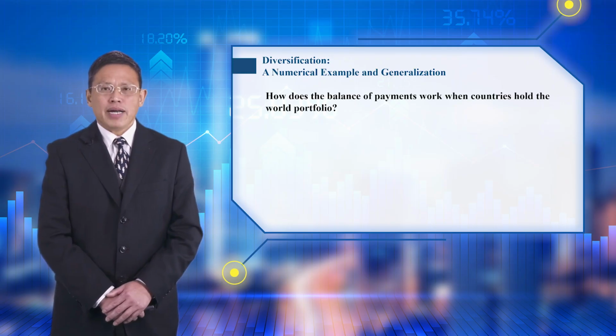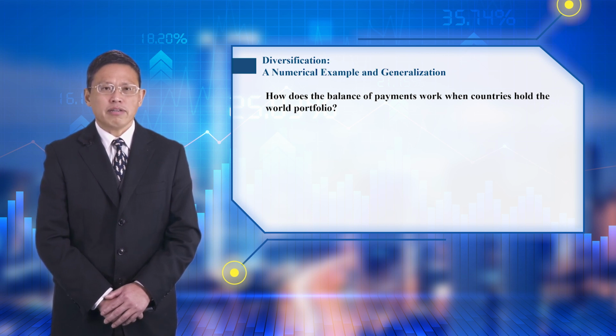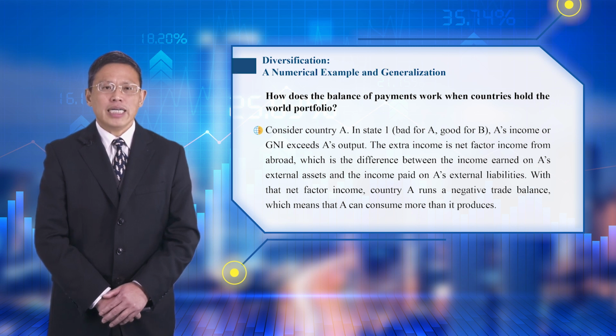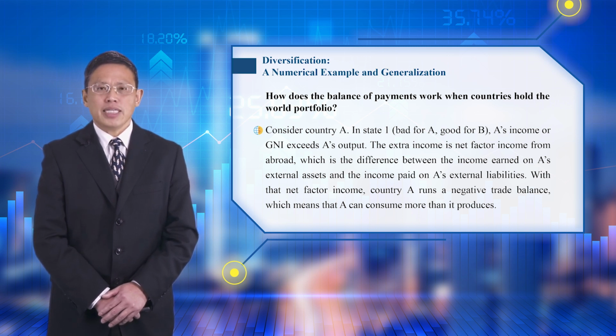How does the balance of payments work when countries hold the world portfolio? Consider country A in stage 1, bad for A, good for B. A's income, or GNI, exceeds A's output. The actual income is net factor income from abroad, which is the difference between the income earned on A's external assets and the income paid on A's external liabilities.